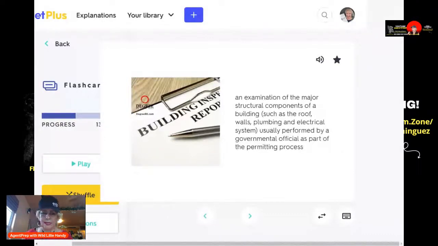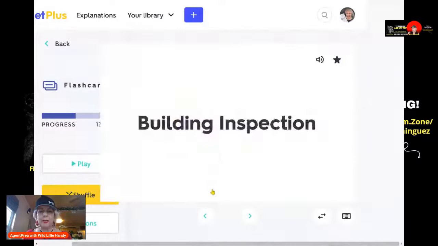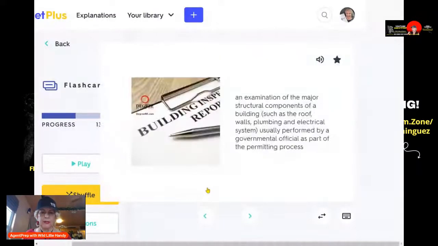No risk takers today, or not many. That is the building inspection, okay? Even though it's a house, they call it the building inspection. And that's different from a home inspection, okay?